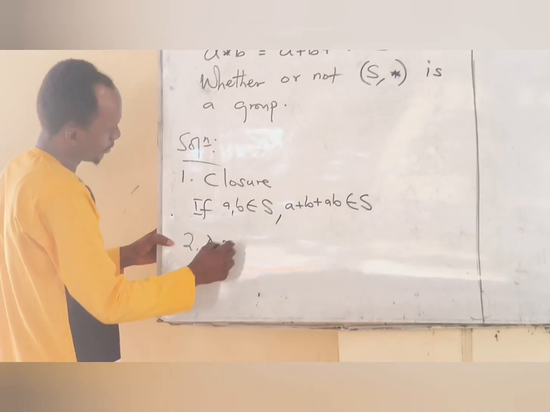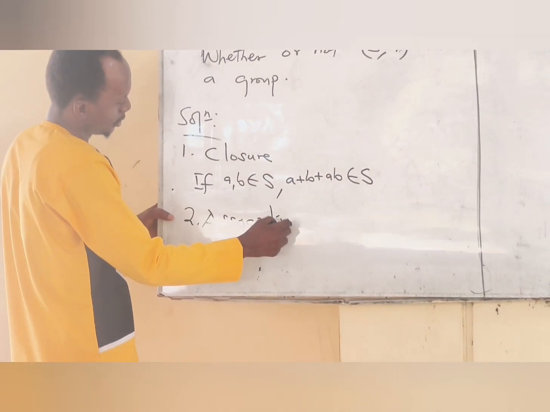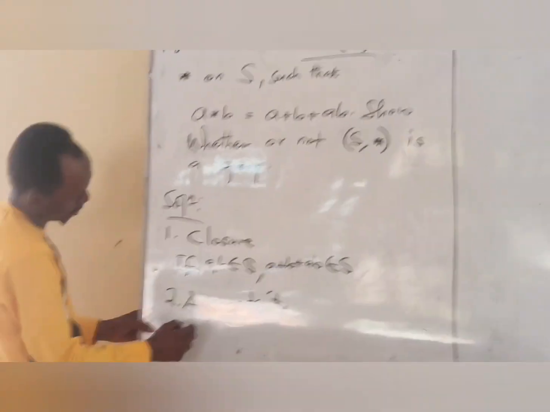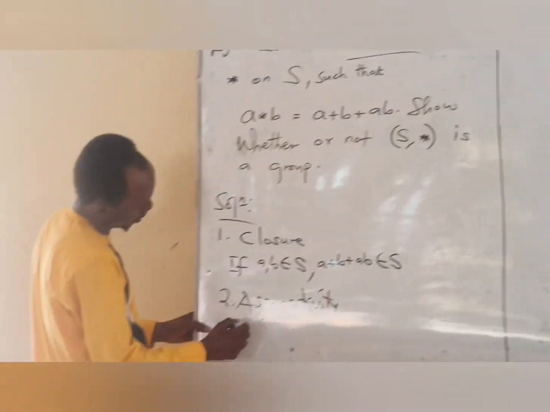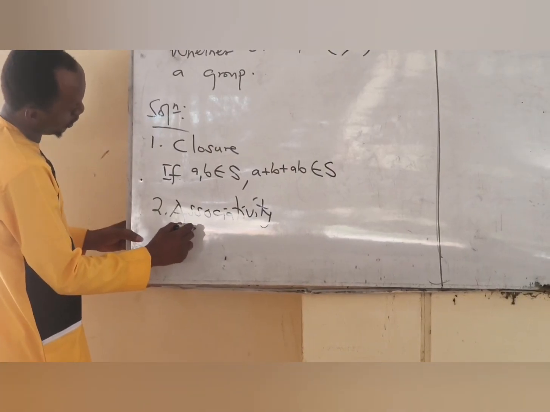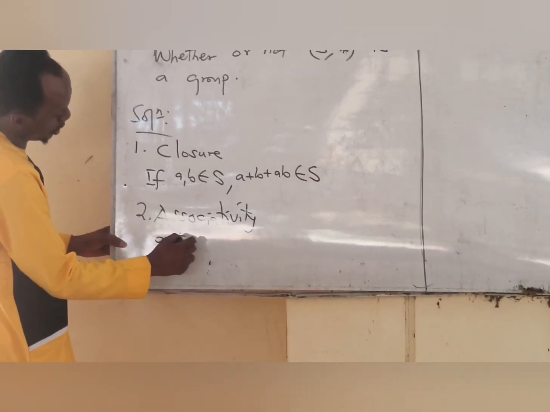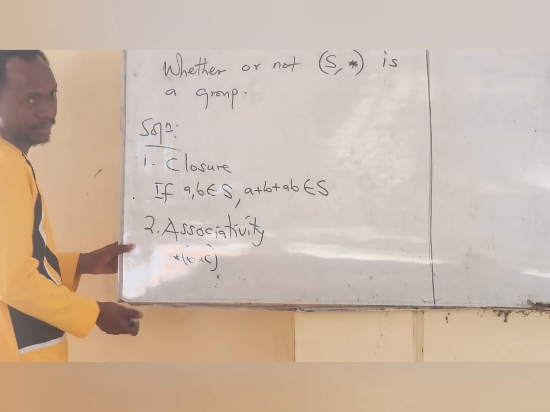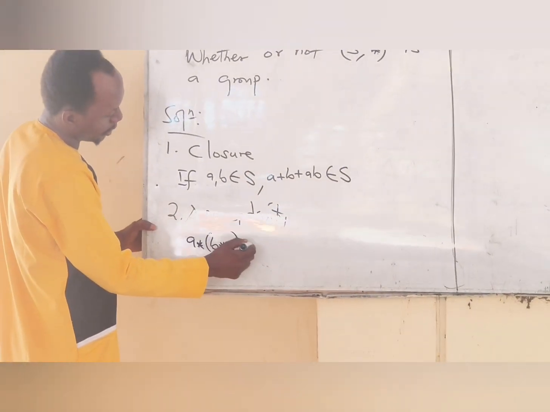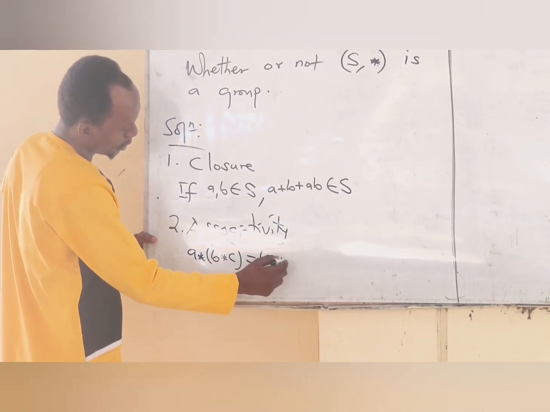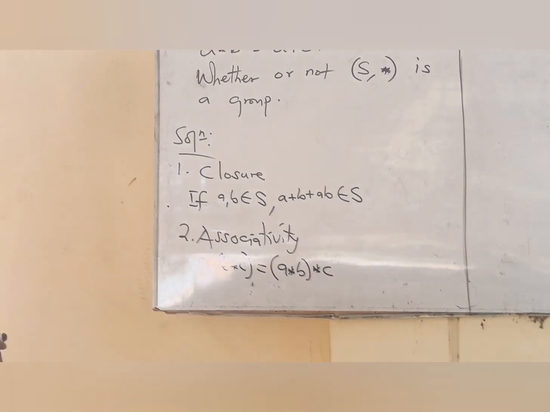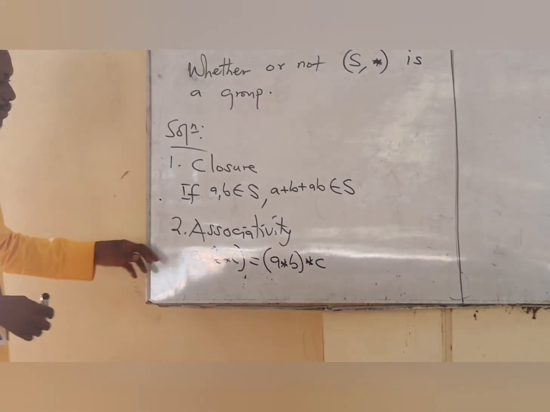I straighten it. Let's see whether you pick any three. If you pick any three, A operation B. Are you watching? A operation B, operation C. A operation B, B operation C this way. It will give us A operation B operation C. Is this going to be satisfied in all cases? Are you watching?